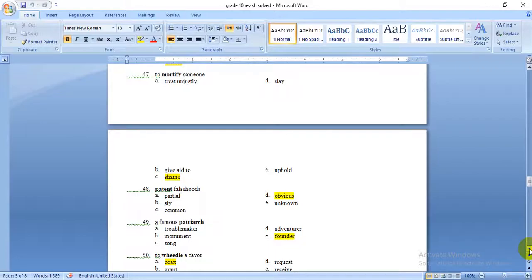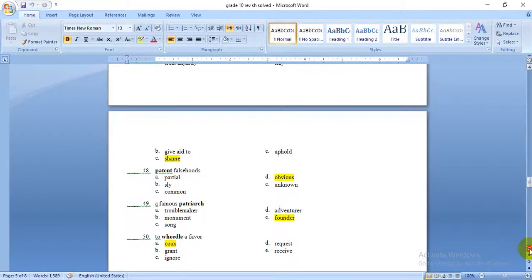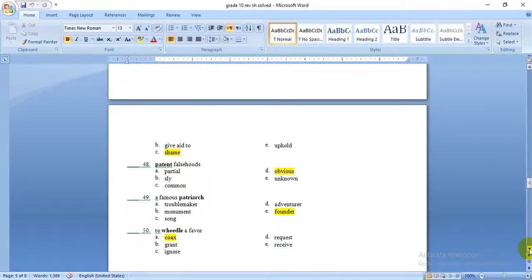48, patent falsehoods. Our choices are partial, sly, common, obvious, and unknown. The right answer is obvious, so it's D. 49, a famous patriarch, is a troublemaker, a monument, a song, an adventurer, or a founder. Patriarch is a founder. Our last question, to wheedle a favor, and we have coax, grant, ignore, request, receive, and the right answer is A, coax.